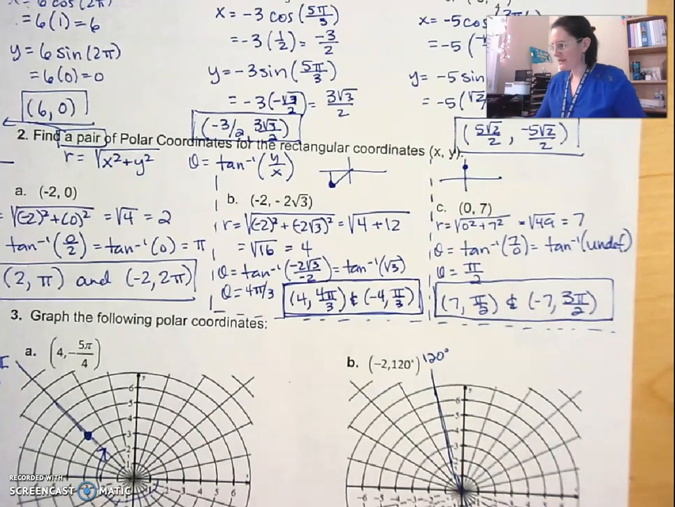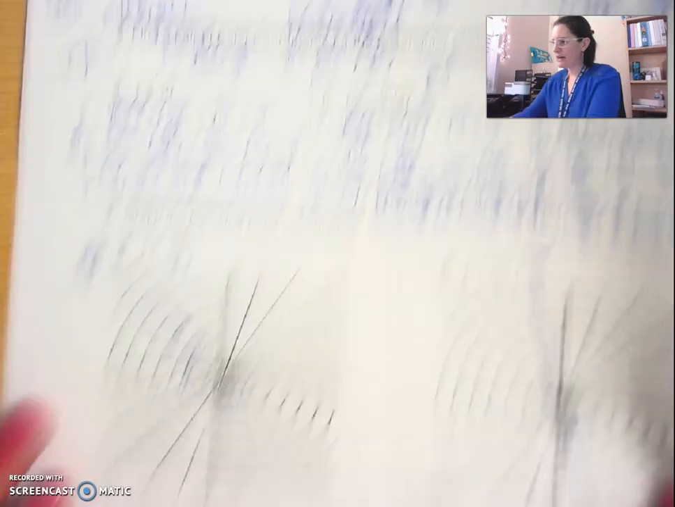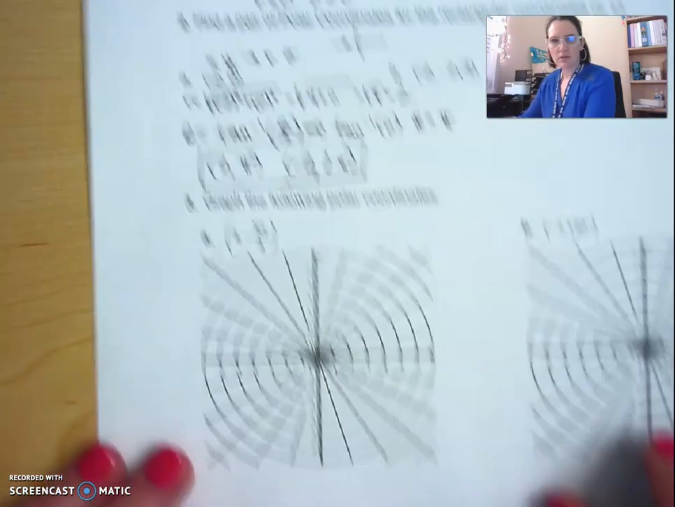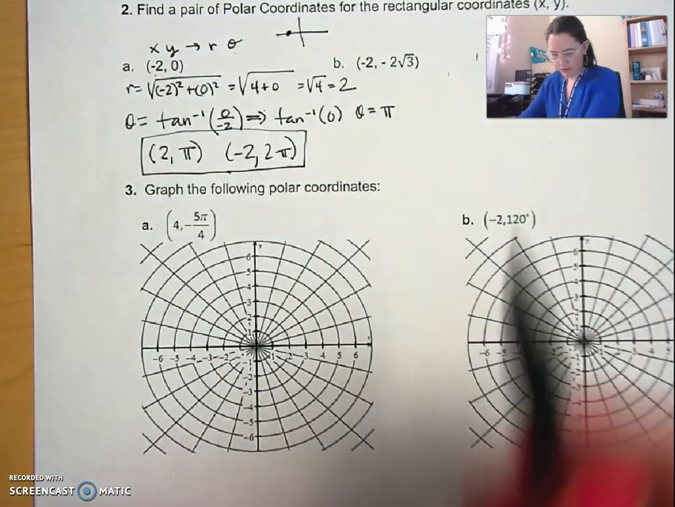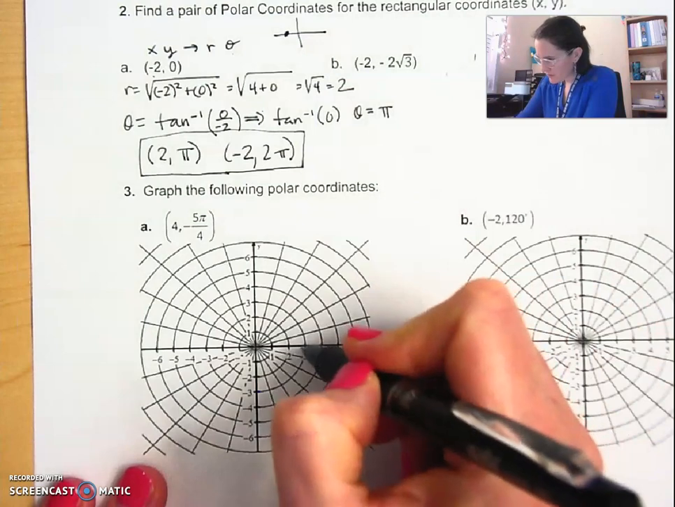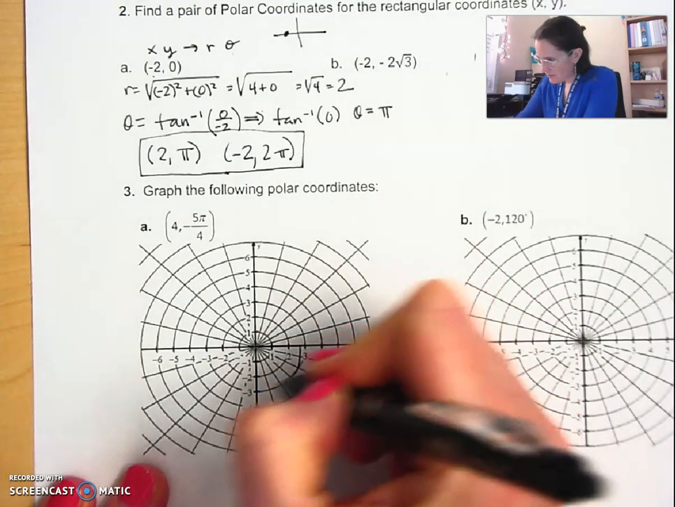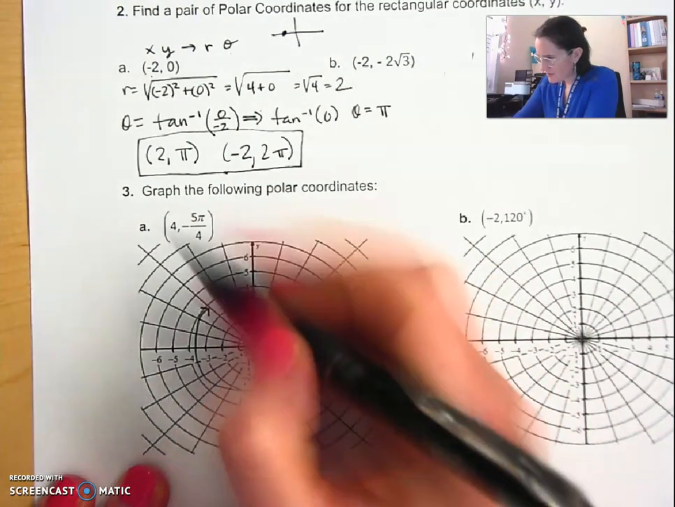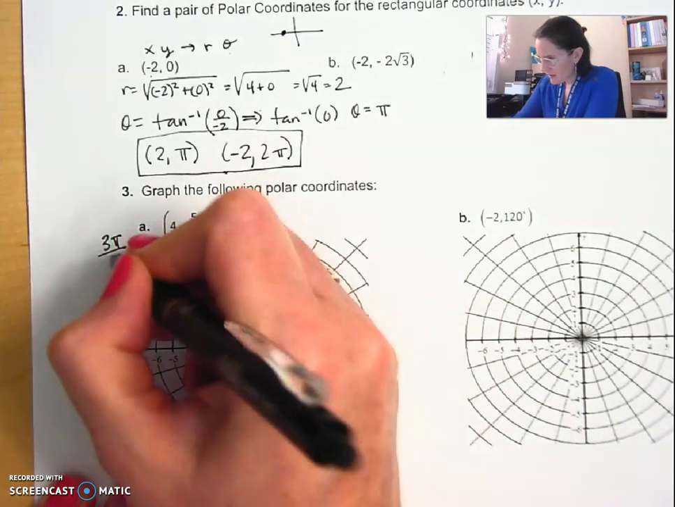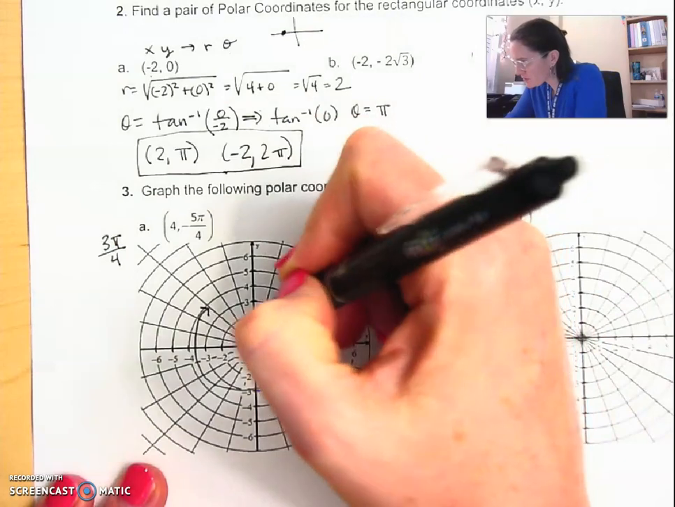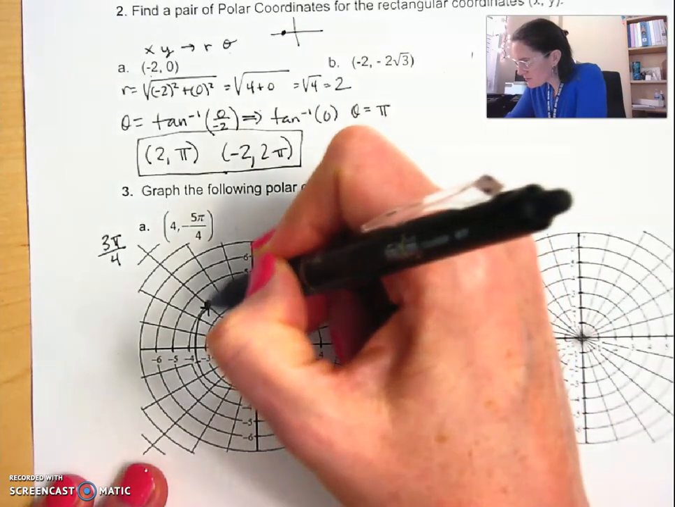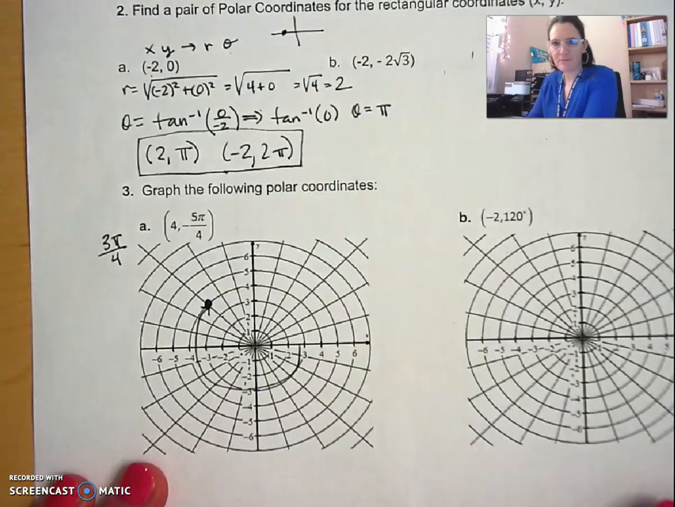All right, this next section, we are just graphing polar coordinates. So we have (4, -5 pi over 4). Negative 5 pi over 4 is going to be right here at positive 3 pi over 4, and then I'm counting a radius of 4. So there's my point right there.